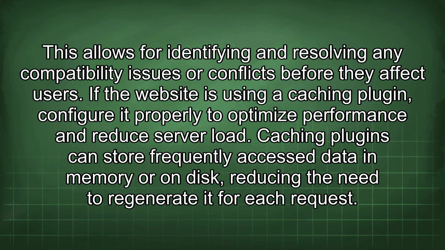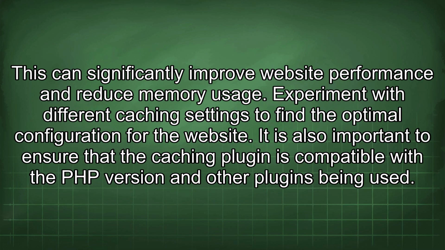If the website is using a caching plugin, configure it properly to optimize performance and reduce server load. Caching plugins can store frequently accessed data in memory or on disk, reducing the need to regenerate it for each request. This can significantly improve website performance and reduce memory usage. Experiment with different caching settings to find the optimal configuration for the website.